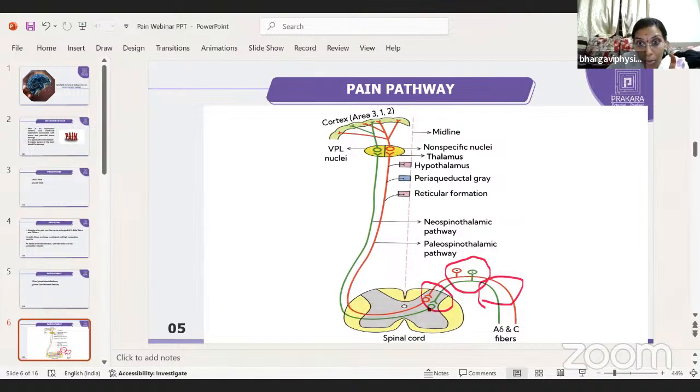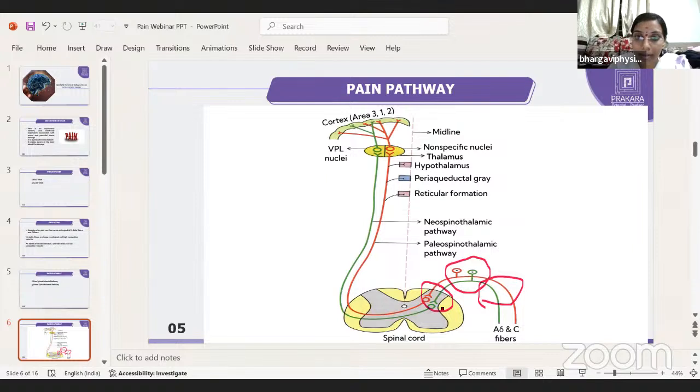Sorry, posterior root of our spinal cord. So once again, I am repeating. These A delta fibers and C fibers have their cell bodies in the dorsal root ganglion. So these fibers from the dorsal root ganglion are carrying the pain sensation through the A delta and C fibers, and they are sending the nerve fibers to the dorsal root, or the posterior root, of our spinal cord.